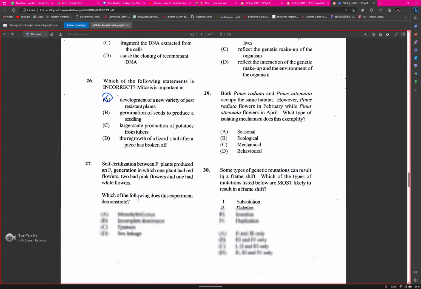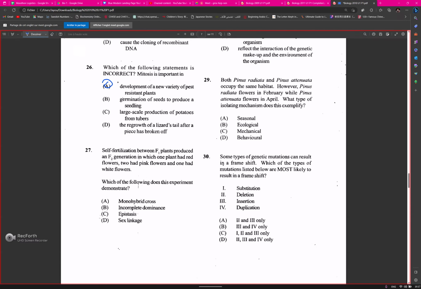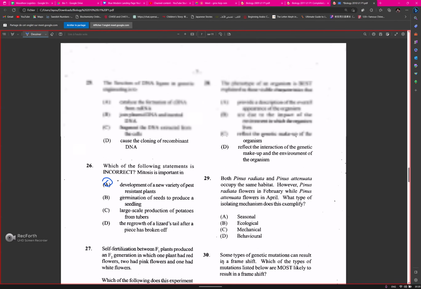Okay. 27. Self-fertilization between the first generation of plants produced and the second generation, in which one plant had red flowers, 2 had pink, and 1 had white. So what does this experiment demonstrate? Incomplete dominance? Do we agree it's incomplete dominance? Alright.